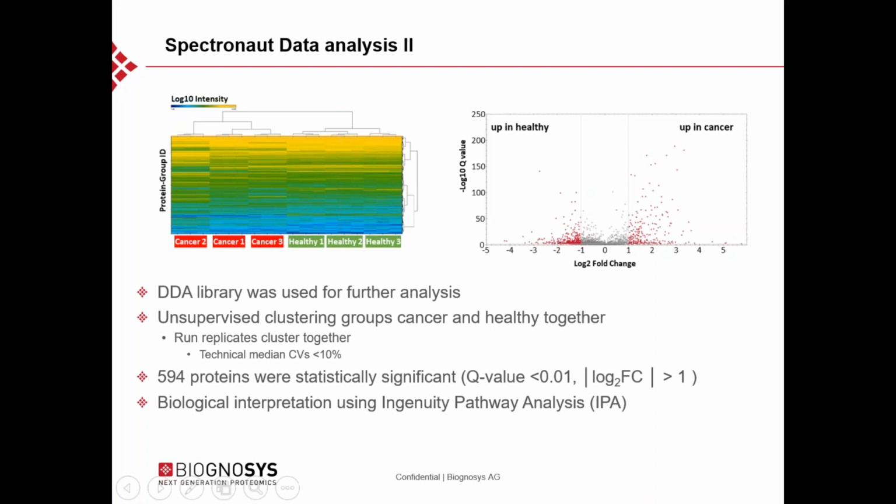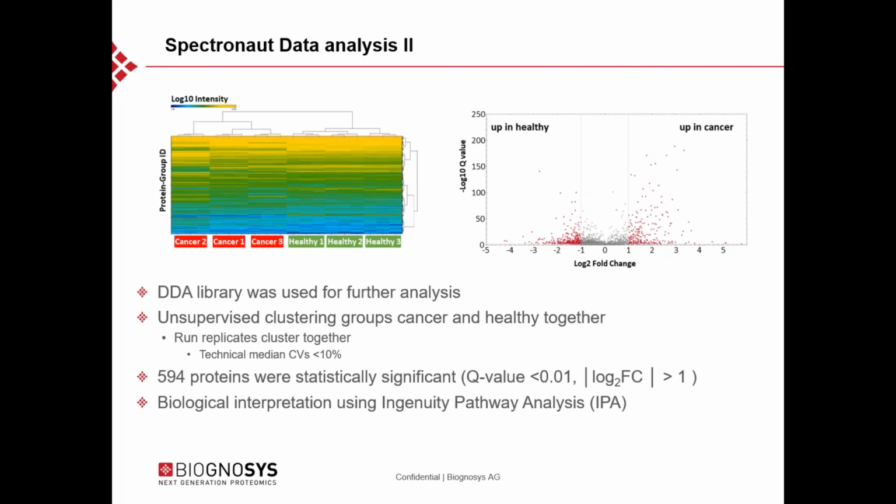And what we could see first is that the two conditions, cancer and healthy, are clustered together, but also that the three technical replicates of each sample actually cluster close together. We also looked at the technical CVs of these run replicates, and what we could see is that the technical median CVs at the precursor level were below 10%, showing that the microflow setup on the TripleTOF 6600 is a highly robust setup. And you can basically omit doing technical replicates and save that time for biological replicates.